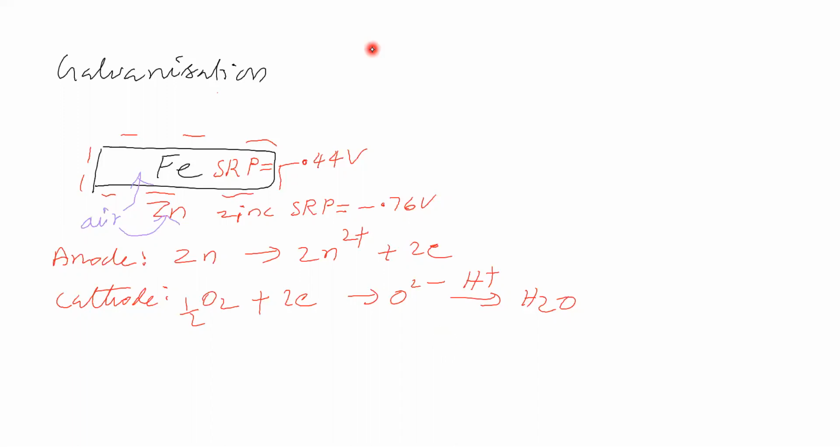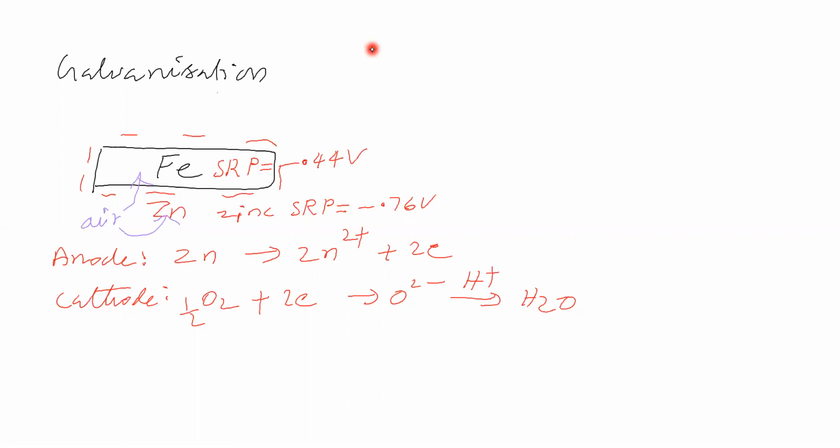If the cathodic process takes place, the anodic process should also take place. In the anodic process, iron can undergo oxidation or zinc can undergo oxidation. Now the SRP of iron is minus 0.44 volt, and the SRP of zinc is minus 0.76 volt. Out of these two, zinc has the lower SRP, therefore zinc has a higher tendency to undergo oxidation than iron. So zinc can undergo preferential oxidation. Therefore, the anodic process will be zinc but not iron.